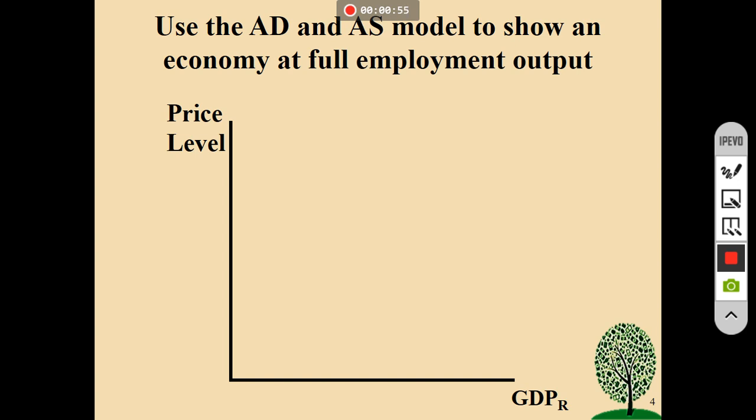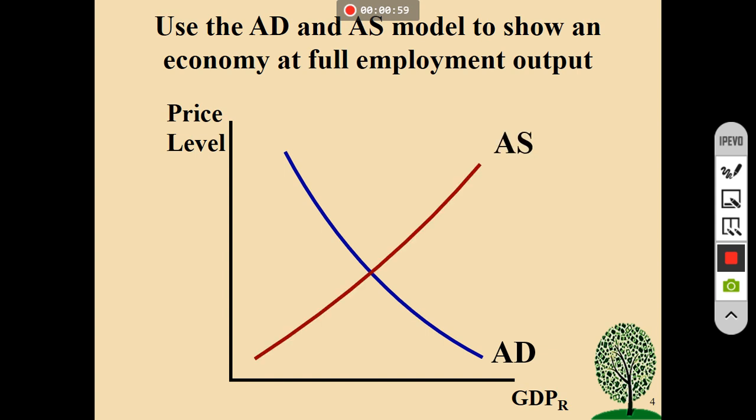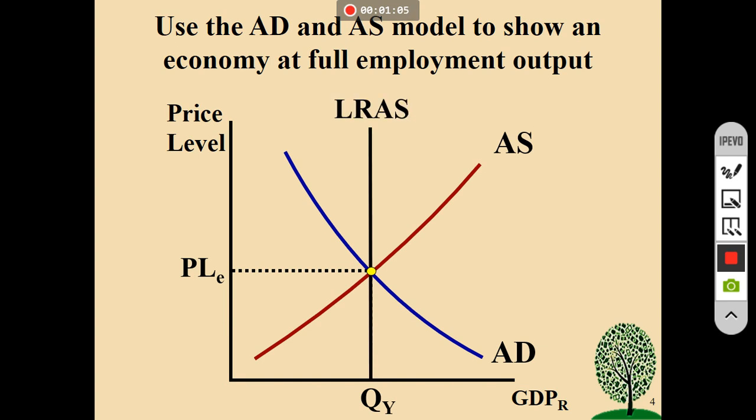So here's our axes. There's our aggregate demand curve. There's our short run aggregate supply curve. And our long run aggregate supply cuts right through the middle, right? So you can see here, find the intersection. This is our equilibrium price level and our equilibrium output, our equilibrium GDP.